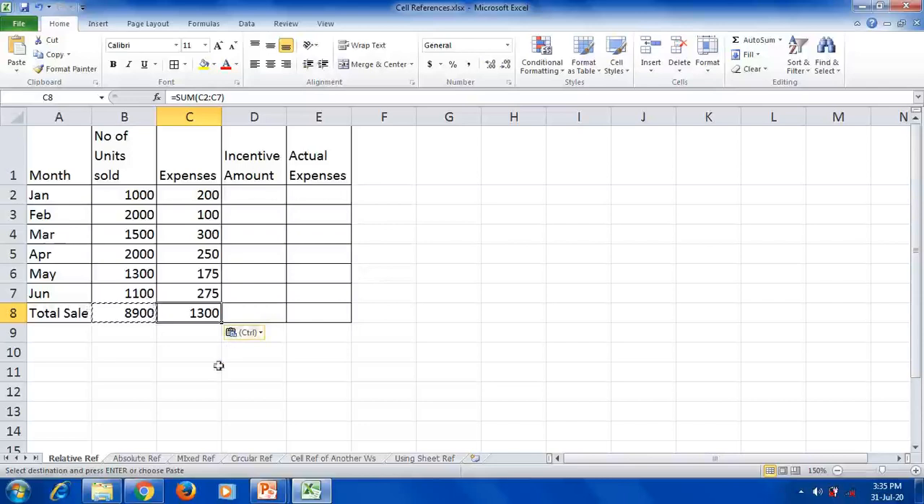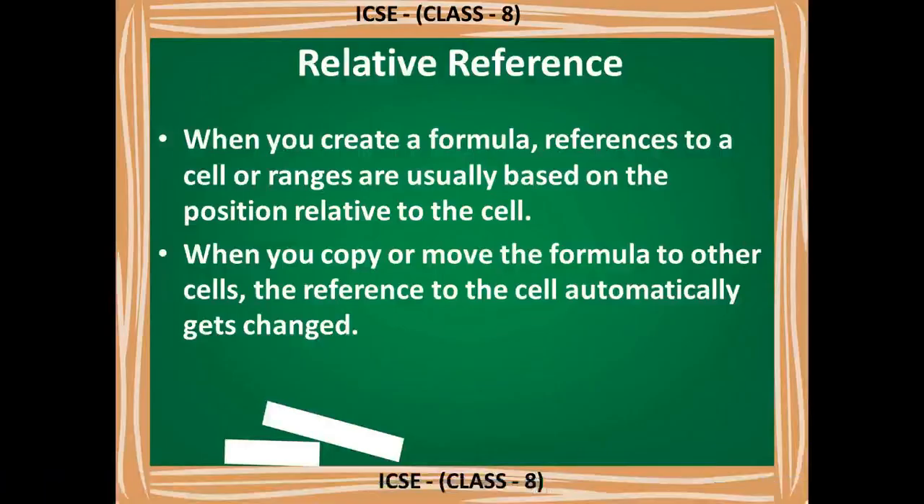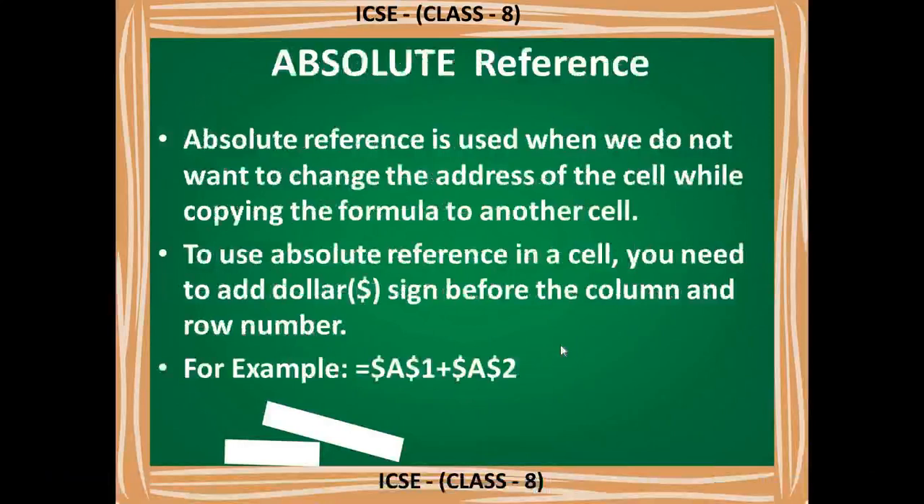The next point is absolute reference. Absolute reference is used when we do not want to change the address of the cell while copying the formula to another cell. In a relative reference, when we copy the formula, it calculates according to the new address. If you do not want to change the reference, the address of that cell, in that case you can use absolute reference.